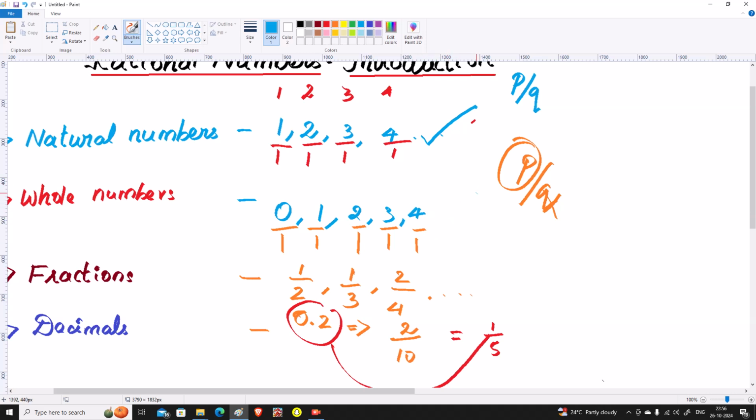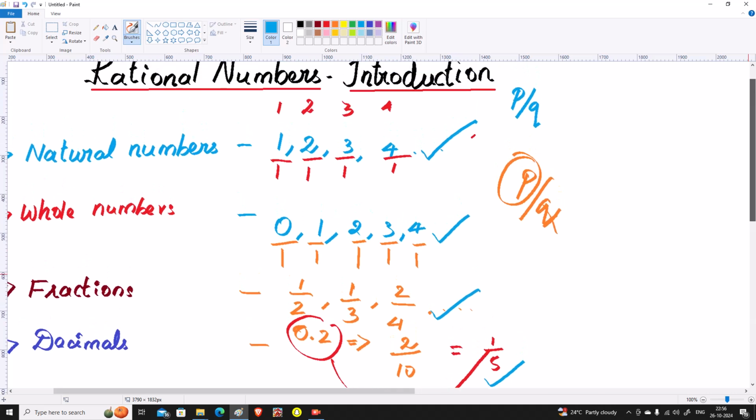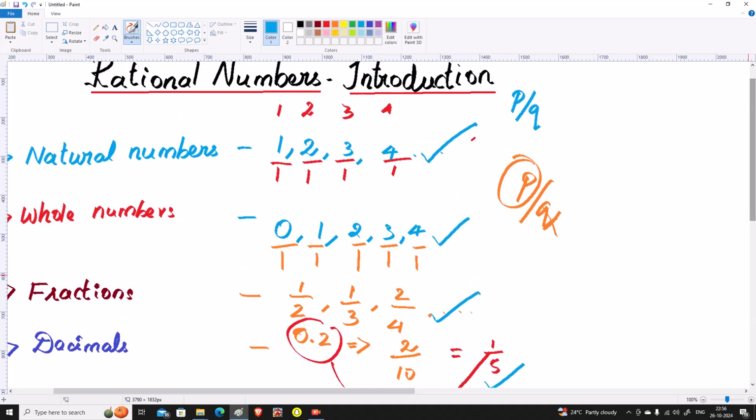So from this concept, we understood all the natural numbers are whole numbers. All the natural numbers are rational numbers. All the whole numbers are rational numbers. All the fraction numbers are also rational numbers, and all the decimals are also rational numbers. So in the next class, let's check whether all the rational numbers are natural numbers, whole numbers, fractions, decimals. Let's meet in the next class.